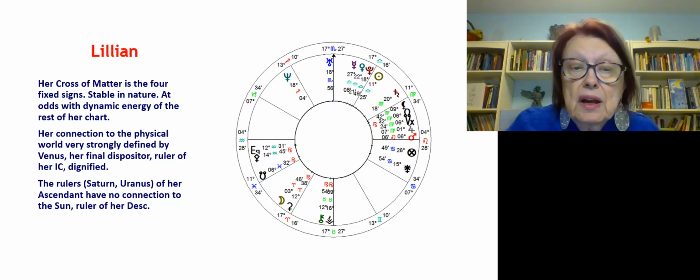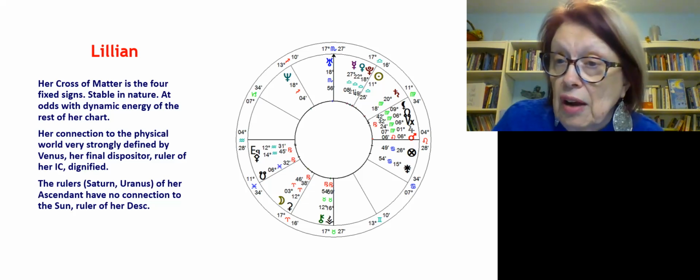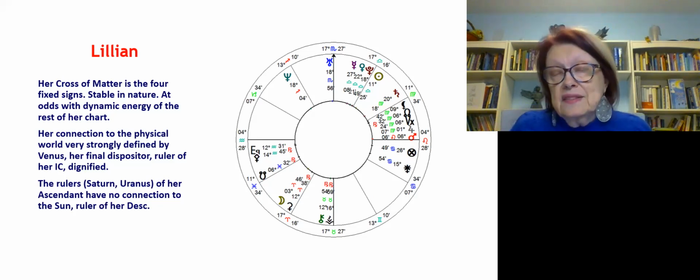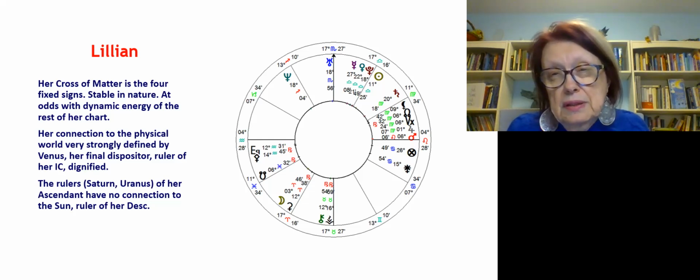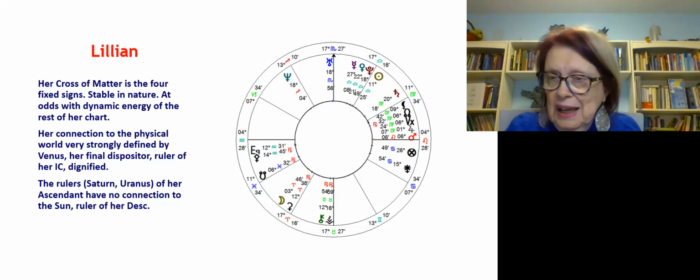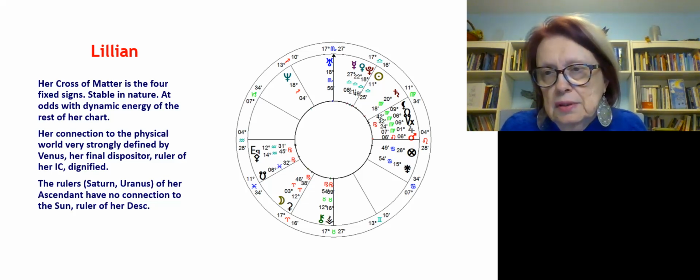So she has really strong people skills. She runs a boutique PR agency. And so her world is all about people, but she's got a strong practical nature and always gets the job done, which is the fixed nature of her cross of matter. However, the rulers of her ascendant, Saturn and Uranus, have no connection to the Sun, the ruler of her descendant. So that tends to make it somewhat problematic for her, because sometimes she feels, as much as she is engaged and involved with people, that they actually don't see her.